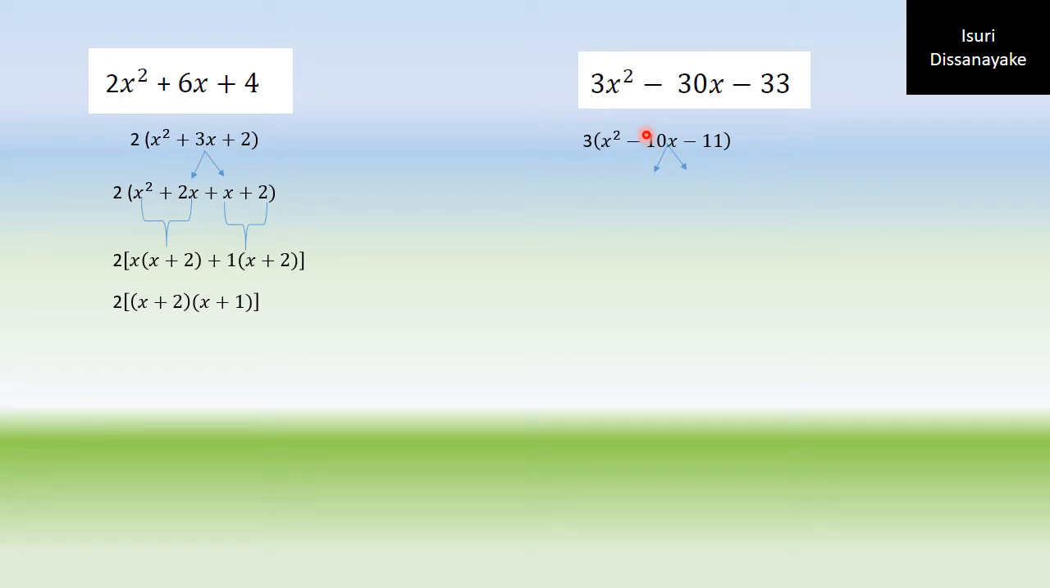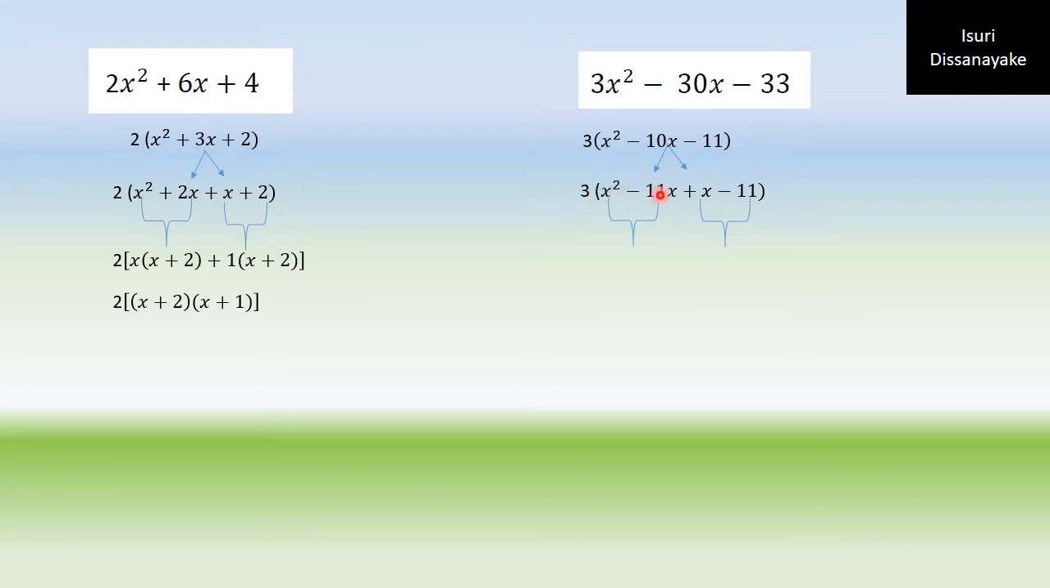What do you do? You take this minus 10. You split minus 10 into two numbers. When you add, you will get minus 10. When you multiply, you will get minus 11. So we have 3 within brackets x squared minus 11x plus 1x minus 11. You can see minus 11 and plus 1 gives you this minus 10. Minus 11 times plus 1 is minus 11.